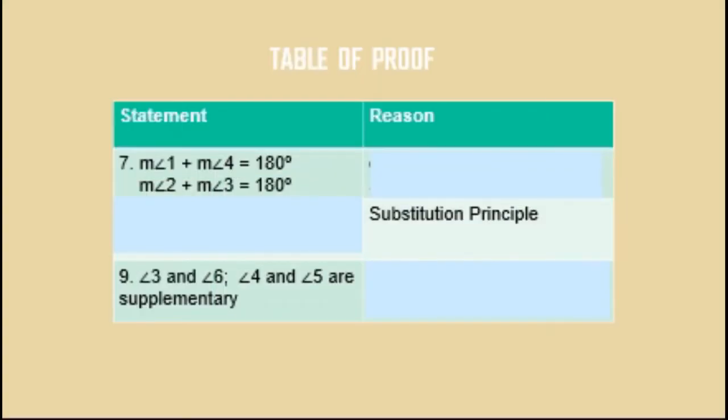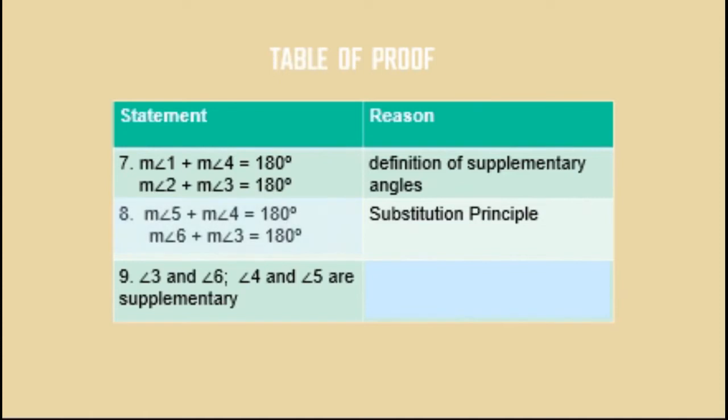Next, measure of angle 1 plus measure of angle 4 is equal to 180 degrees. Measure of angle 2 plus measure of angle 3 is equal to 180 degrees. What is the reason? Alright, definition of supplementary angles. How about the statement for number 8? The reason is substitution principle. Okay, so it is based on statement number 7.